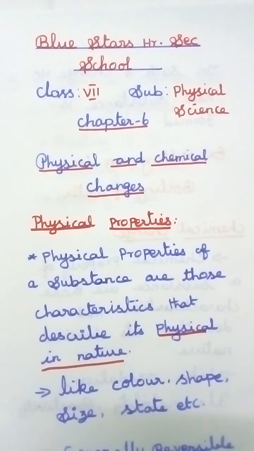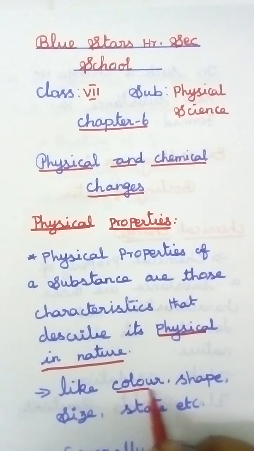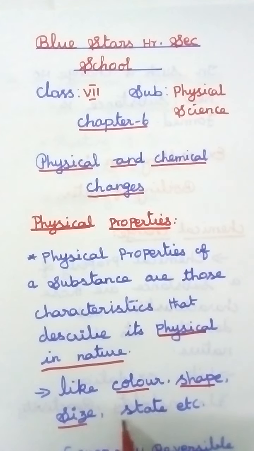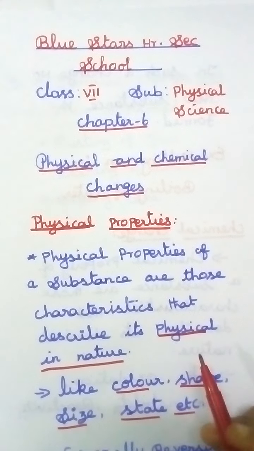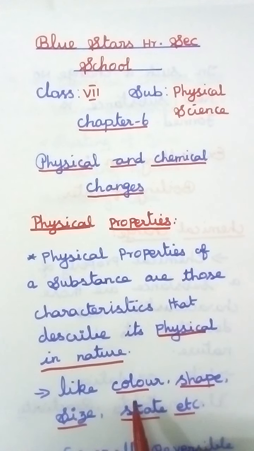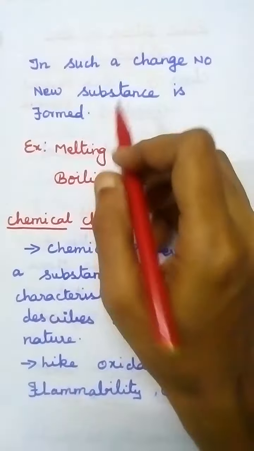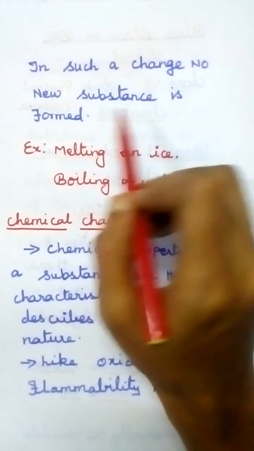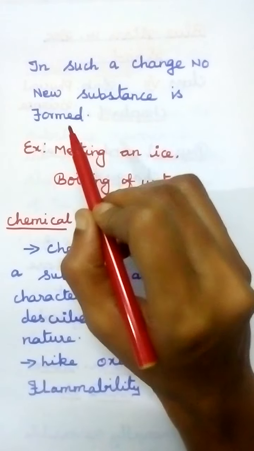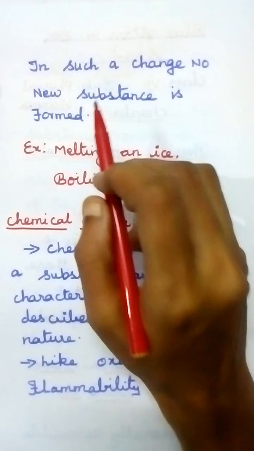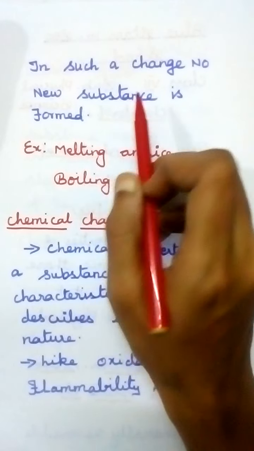It is a reversible change, like color, shape, size, state, etc. So physical change depends upon the color, shape, size, state, etc. Generally, physical change is a reversible change. In such a change, no new substance is formed.